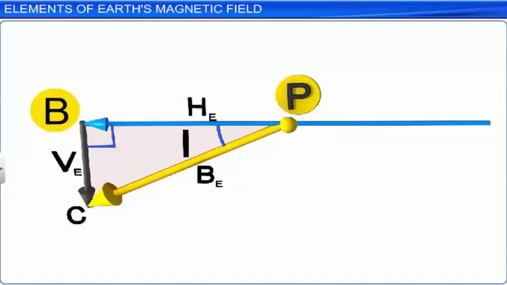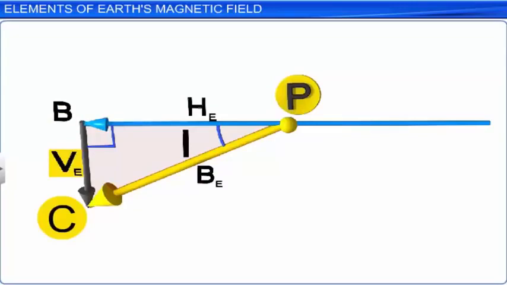Draw a line PC making an angle I with PB. Draw a line BC perpendicular to the line PB with an arrowhead at C. Line BC represents the vertical component VE of the Earth's magnetic field. On the line PC, put an arrowhead at C. Line PC represents the total magnetic field BE of the Earth at the point P.